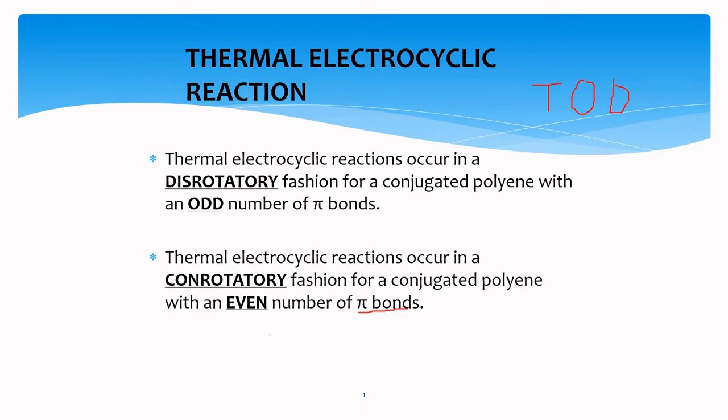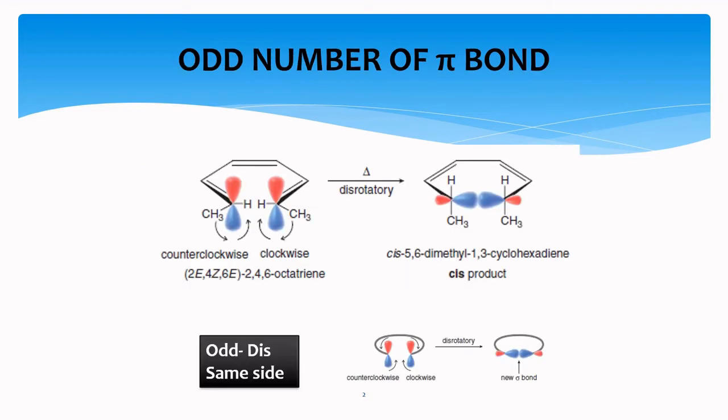So I always remember it as TOD, TOD, thermal odd dis. While for conrotatory, for an even number of pi bonds, it is normally opposite to the TOD. So if we have even, it will undergo conrotatory fashion. Okay, let's take a look at this example.